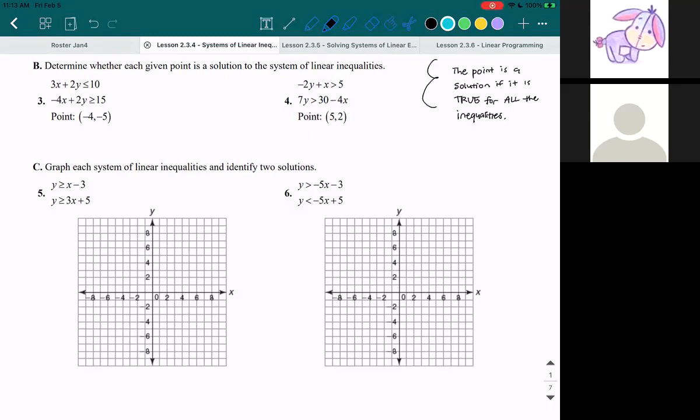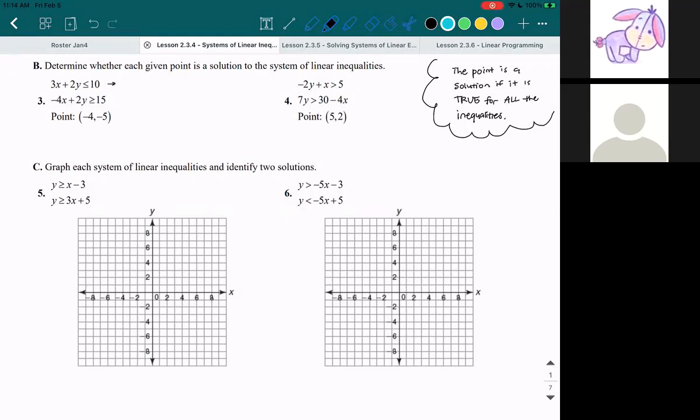So if it's true for just one of them and it's a lie for the other, it is not a solution. You must be true for every single inequality in the problem, okay? If we're given two inequalities, we need it to be true for both of them. Not one true, one false, not false, false. You need it to be true, true. So true for every single one. Let's try to plug it in now.